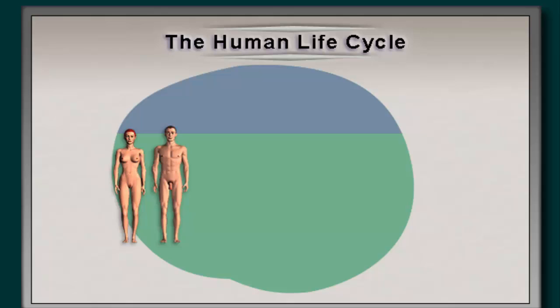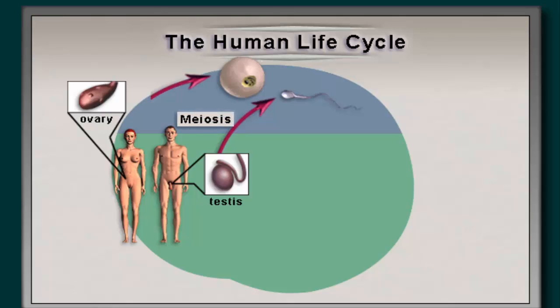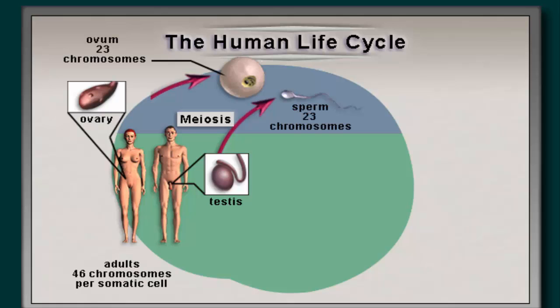This scene illustrates the human life cycle. In humans, like most animals, egg cells, or ova, produced in the ovaries of the female, are fertilized by the male sperm cells, which are produced in the testes. These sex cells are both produced through meiosis, and each possesses just 23 chromosomes, exactly half the number found in the typical body or somatic cells.